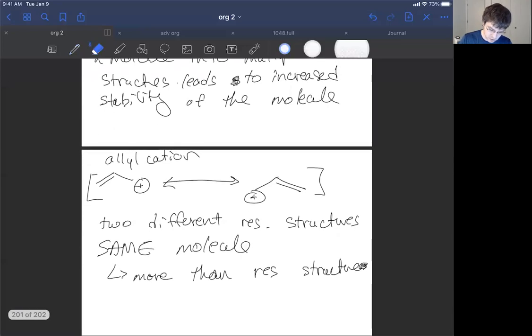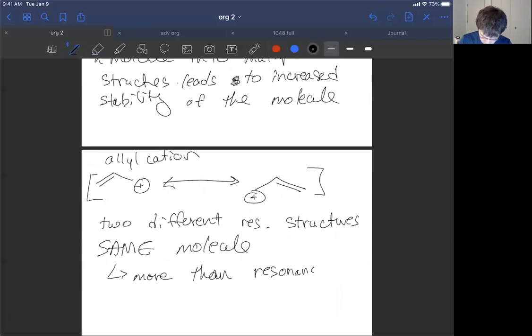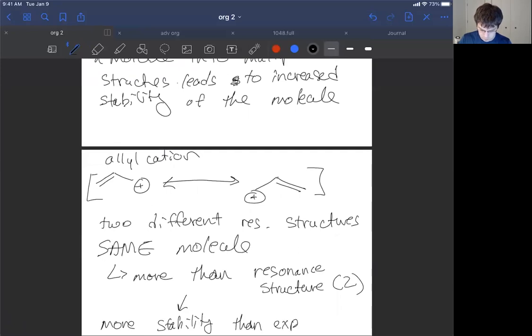More than one resonance structure. I should write legibly, sorry. We have two. Great. What that means is that we have more stability than expected. Why do we have more stability? Because we can depict the molecule in multiple resonance structures. Okay, so we have allyl cations.